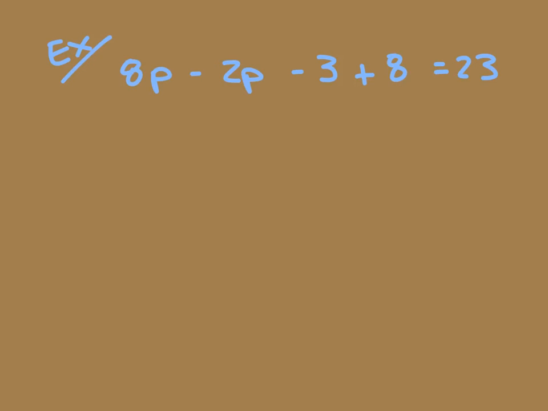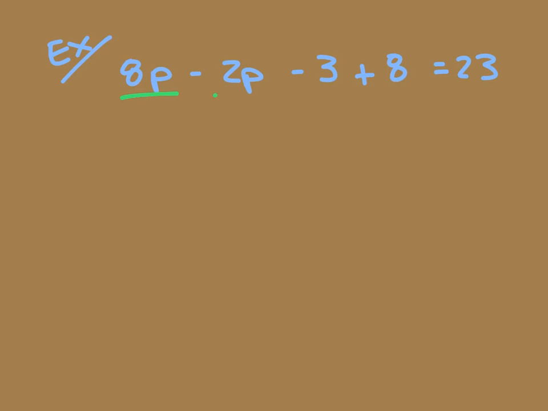And so think about it this way. All right, let's read this equation and understand what we're being asked to do. I have 8 times some number p minus 2 times some number p minus 3, add 8, and that's going to give us 23. What's that number? These get harder and harder to think about, so it's important that we understand the steps involved to solve an equation like this. The first thing I want to do is combine like terms, all right, to simplify.